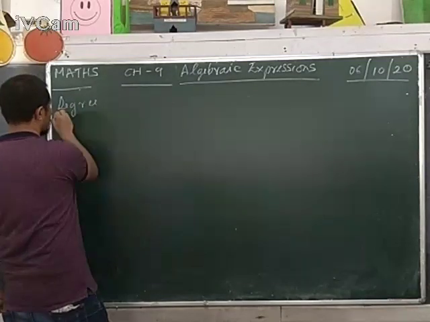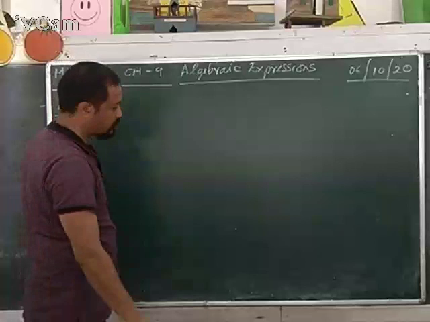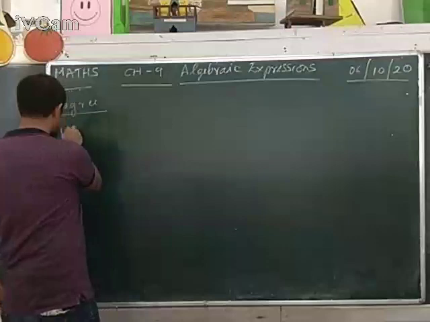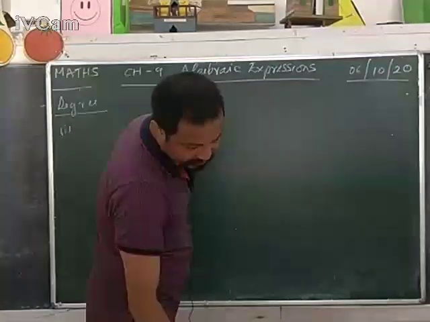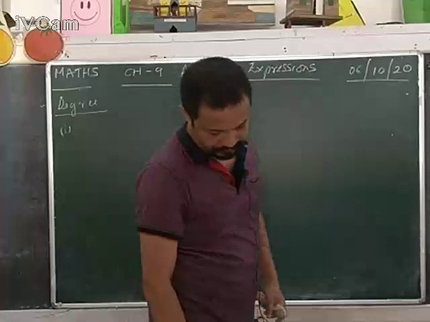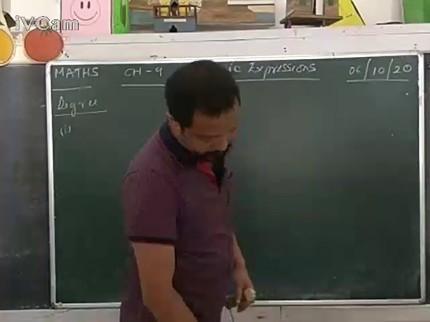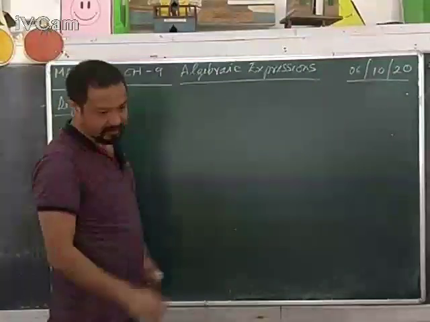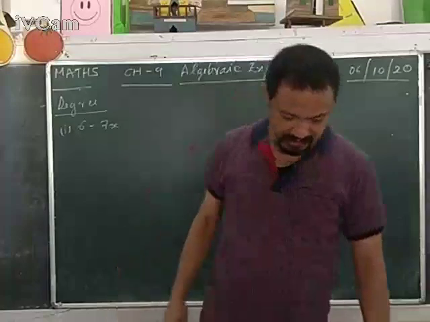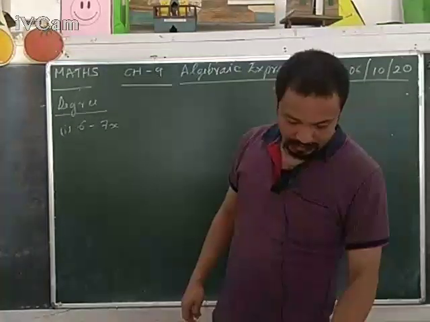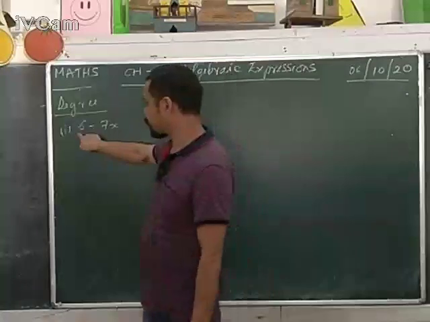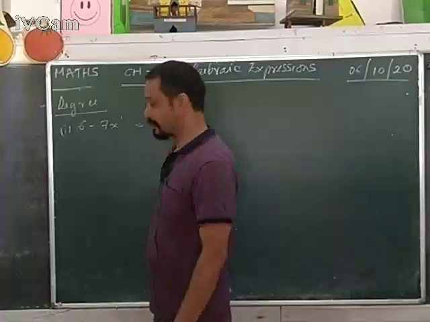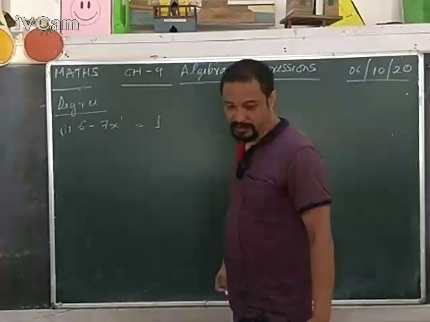Degree of a polynomial. Okay, now look at example 1. I think this is 6 minus 7x. Six minus 7x is a polynomial in x of degree 1. We do not deal with the constants, we deal with the variables. There's only one, so the degree of this is 1. You can see only one alphabet or variable out there.